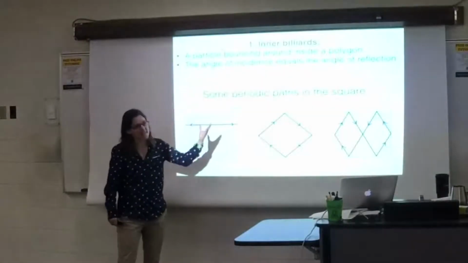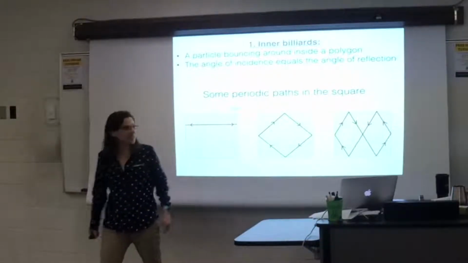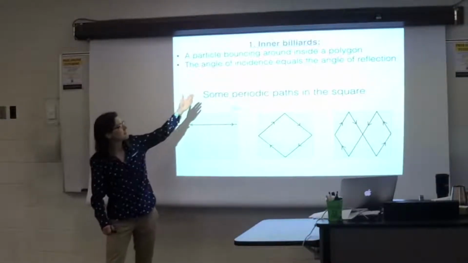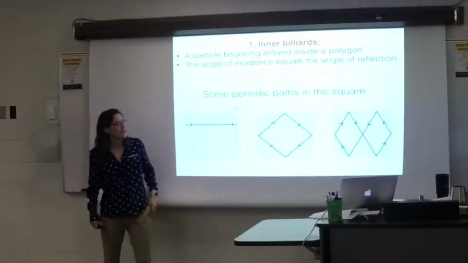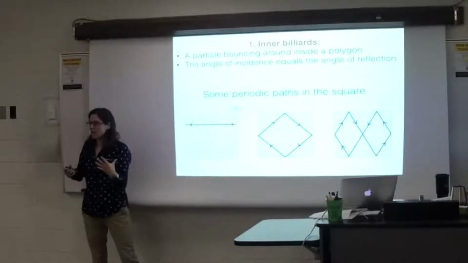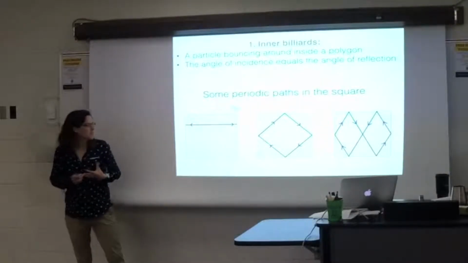Okay, so the first one is inner billiards. This is what you think of when you think of billiards. You think of going to the pool hall or something like that. So it's a particle bouncing around inside a polygon in this case. It's just the angle of incidence equals the angle of reflection. So in the square or the circle, but let's say the square is the simplest kind of billiard table.